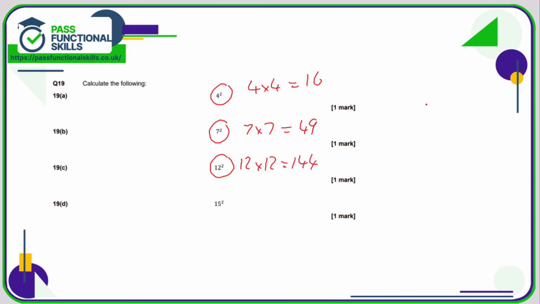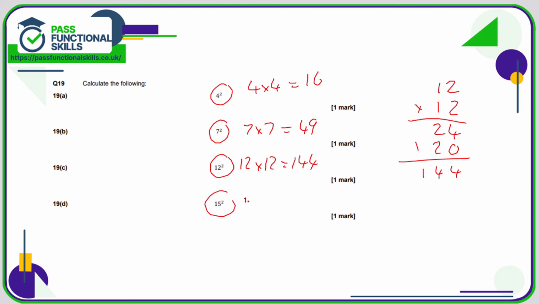Or if you don't know your 12s very well, you're going to have to use long multiplication. 2 2s are 4, 2 1s are 2. Move on to the 1. This is the 1 of 10, so put in a 0. 1 2 is 2, 1 1 is 1. Add these together, 4 4 1.